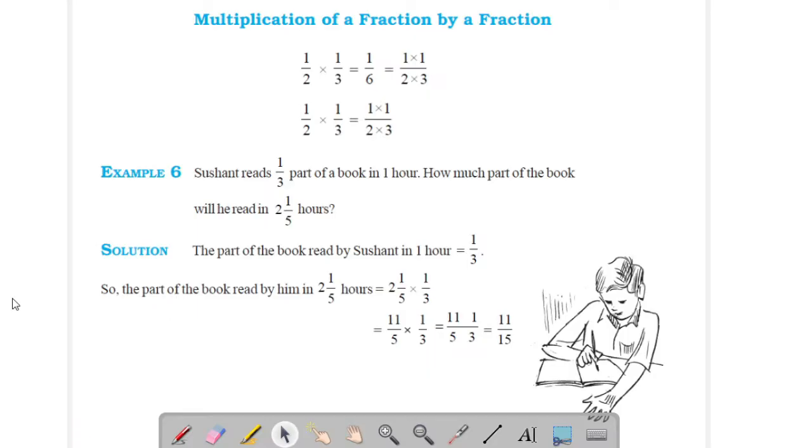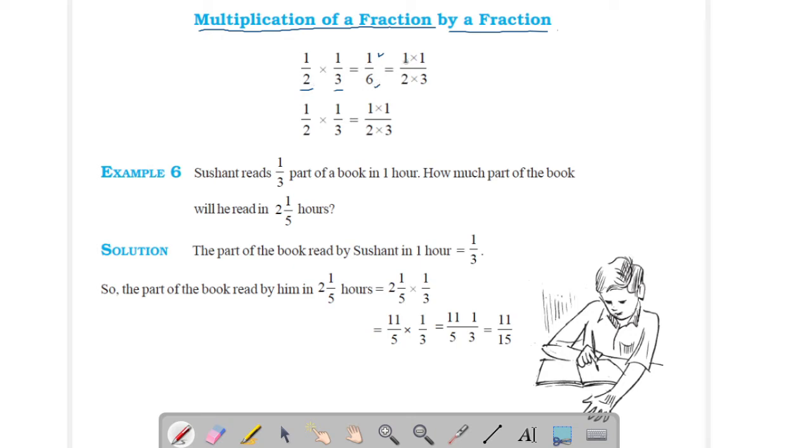Good morning, students. Today we will study multiplication of a fraction by a fraction. See here, 1 upon 2 into 1 upon 3. How will you multiply this? That is, multiply numerator by numerator and denominator by denominator. Here we will multiply 1 into 1, that is 1, and 2 into 3, it is 6. We will get 1 upon 6.